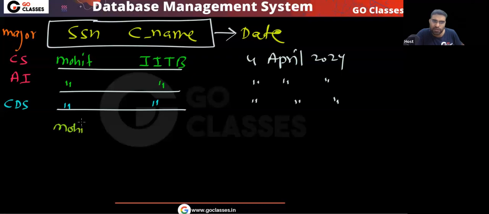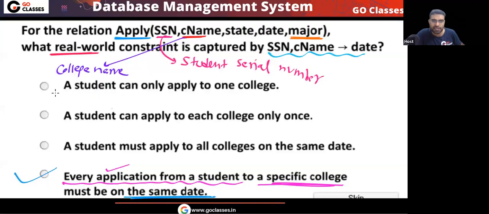For example, Mohit can apply for IISc Bangalore also. For computer science, he can apply, on some other date or maybe the same date, does not matter. On the same date also you can apply. But the point is that the same student can apply for different colleges. Yes or no? Is this clear? So very simple point. Option A is gone. A student can only apply for one college, that is not correct.